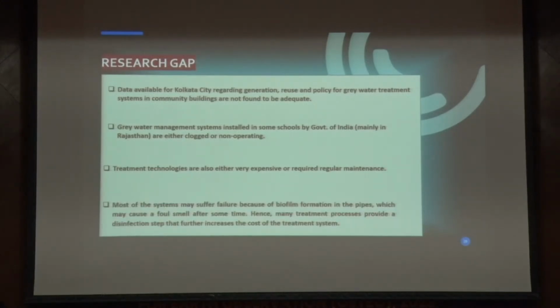And lastly, most of the systems may suffer from failure because of biofilm formation in the pipes, which may cause a foul smell after some time. Hence, many treatment processes provide a disinfection step that further increases the cost of the recycling process.